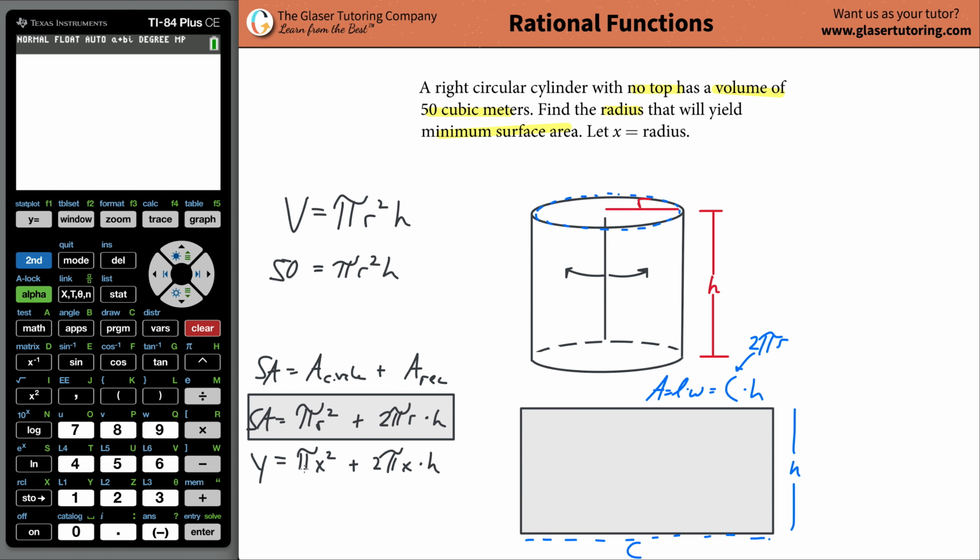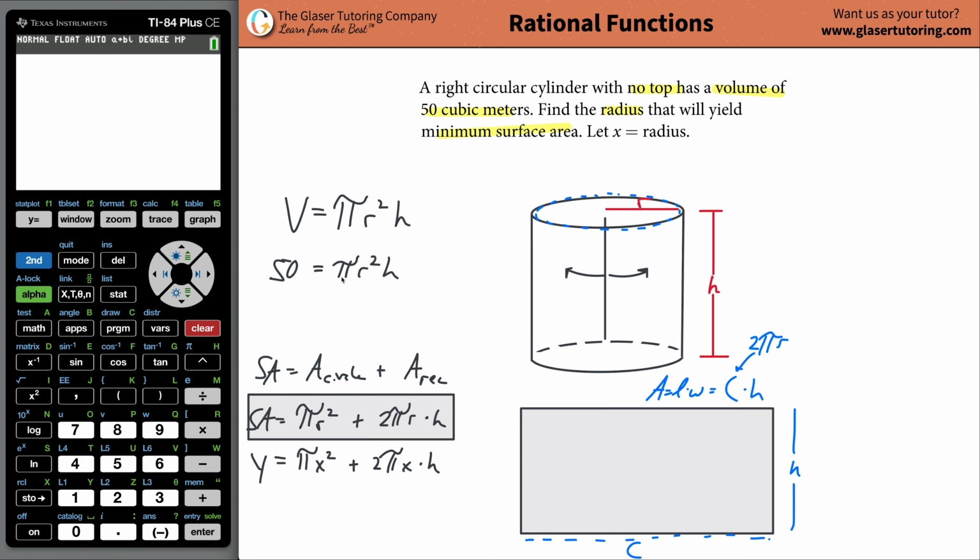Now the problem is I can't plug this into my calculator because I have this silly old height here. I have 2 unknowns on the right hand side, which is no good. I cannot use my graph. So I need to somehow get rid of the height. And that's where we have to go back and talk about the volume function.